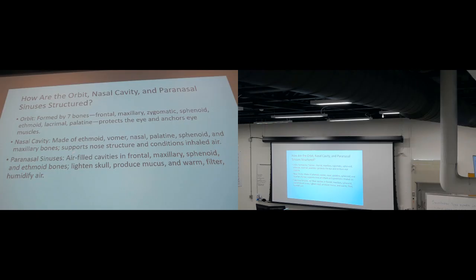So these are air-filled cavities in the frontal bone, which are the second largest sinuses that we have. Maxillary, we have it in the maxilla, which are the largest paranasal sinuses. And we also have in the sphenoid, which is only one sinus, and then we have it in the ethmoid and in the mastoid processes, but these are cells. These are tiny openings. Functions are to lighten the skull, produce mucus, warm, filter and humidify the air.